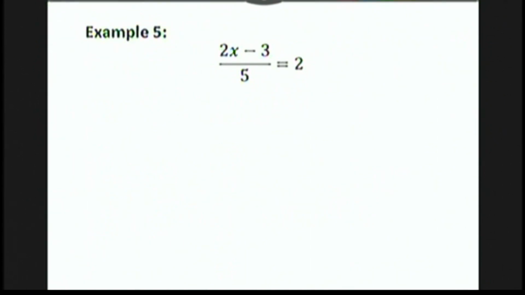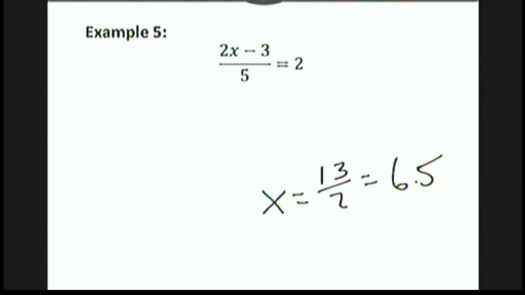Let's look at a slightly more complicated example. (2x minus 3) divided by 5 is equal to 2. Okay, so what divided by 5 is 2? Well, 10 divided by 5 is 2. What minus 3 is equal to 10? 13 minus 3 is equal to 10. Finally, 2 times what is equal to 13? Well, 2 times 13 halves is equal to 13. Or as a decimal, 6.5.